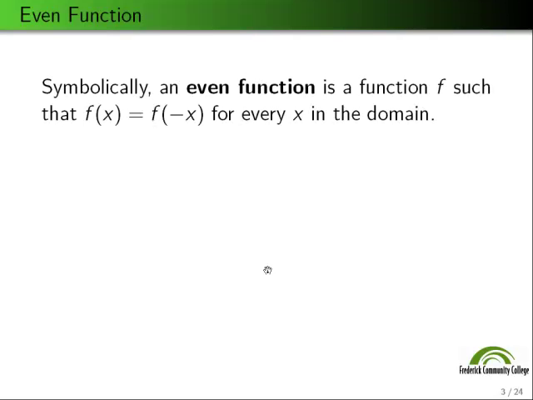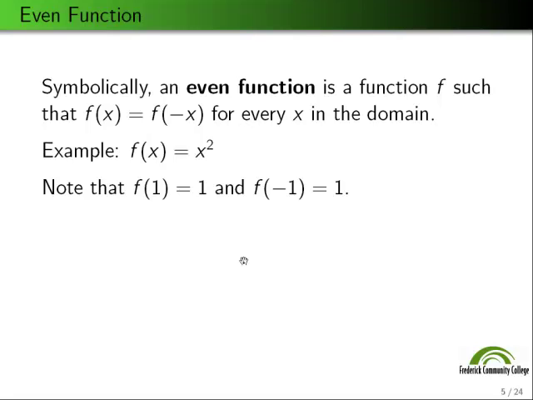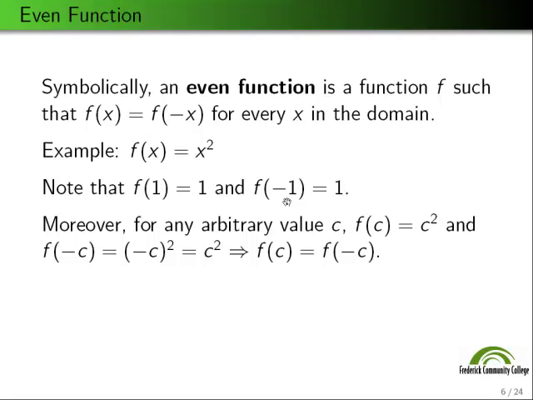An even function is a function f such that f of x equals f of negative x for every x in the domain. Let's look at an example here. We have f of x equals x squared. And if we look at the inputs 1 and negative 1, f of 1 equals 1 squared, which is 1. f of negative 1 is negative 1 squared, which is 1. So f of 1 equals f of negative 1.